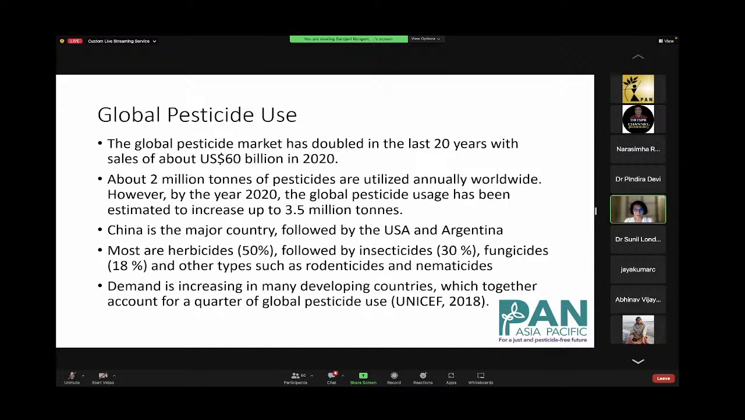China is the major country, followed by the US and Argentina in terms of pesticide use, but Asia is also increasing. Most are herbicides, followed by insecticide 30%, fungicide 18%, and other types such as rodenticides and nematicides. Demand is increasing in many developing countries, which together account for a quarter of the global pesticide use.